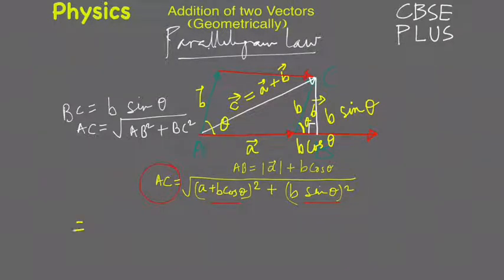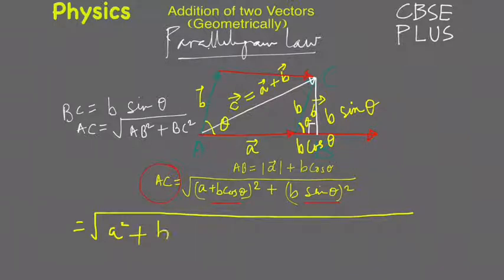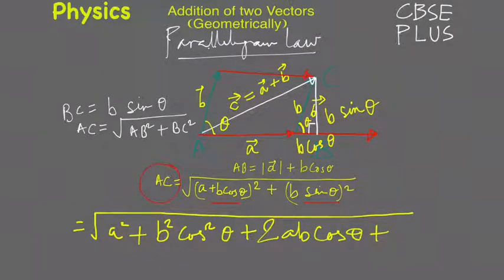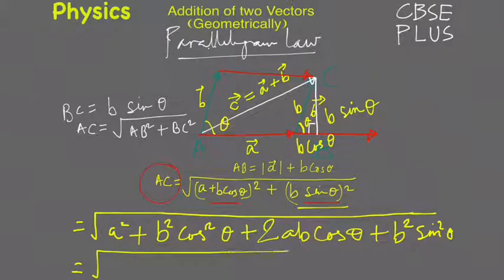And now let us calculate this. A plus B cos theta square will be A square plus B square cos square theta plus 2AB cos theta, plus B sin theta square will be B square sin square theta. Alright, now here we have A square, we have B square and cos square theta, and here it is sin square theta.